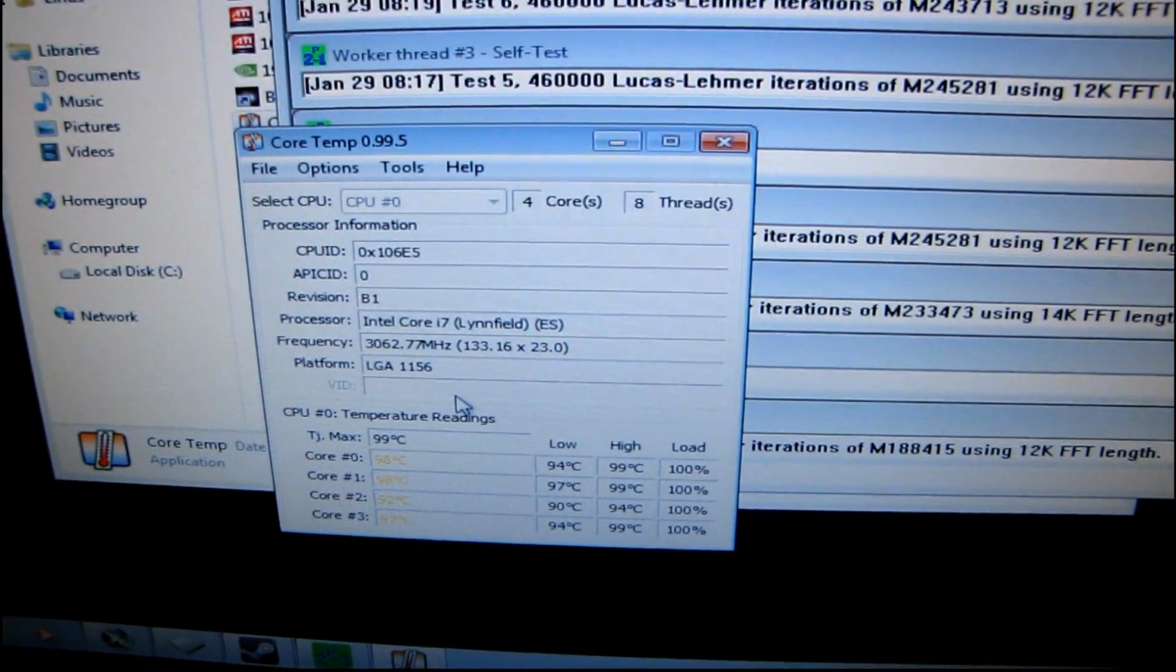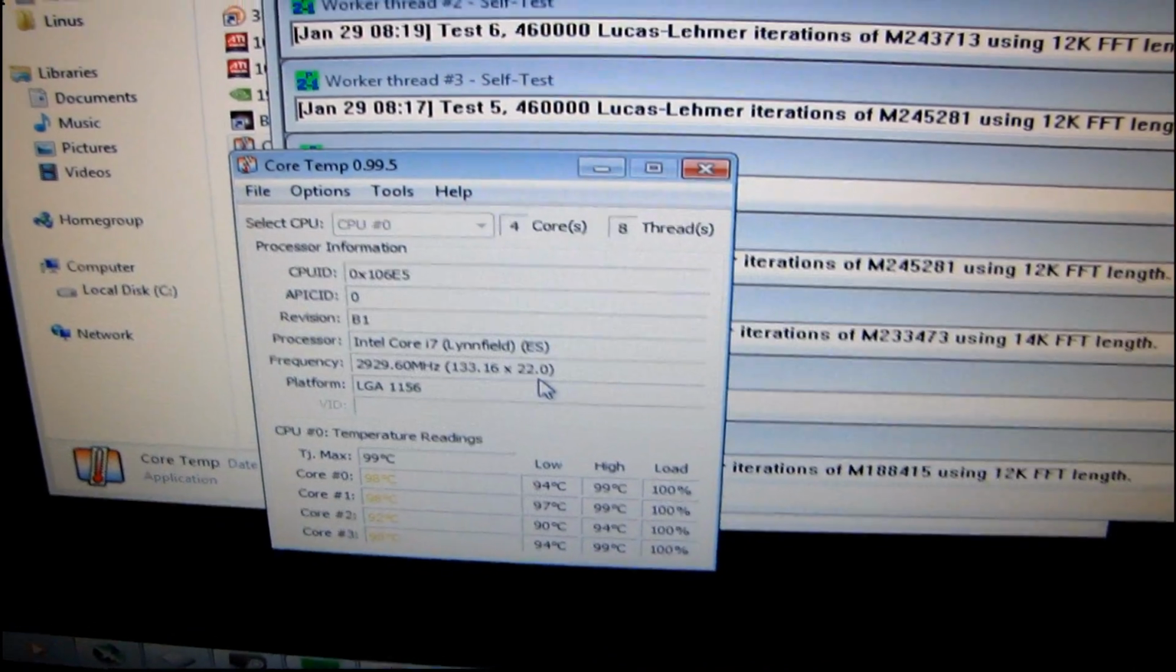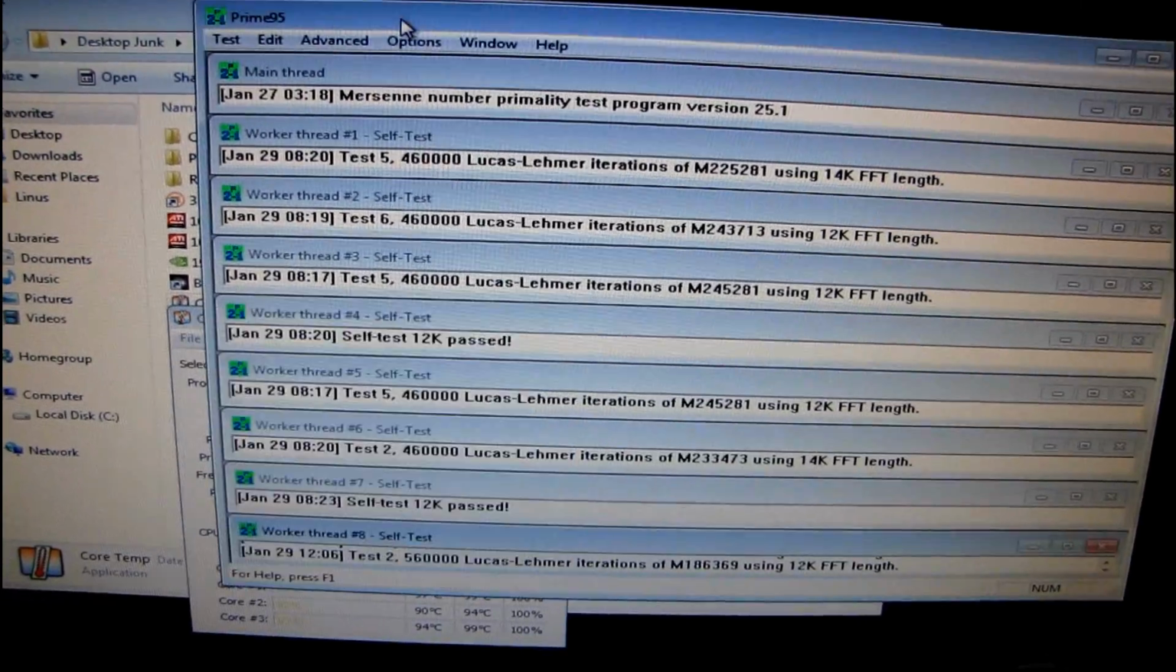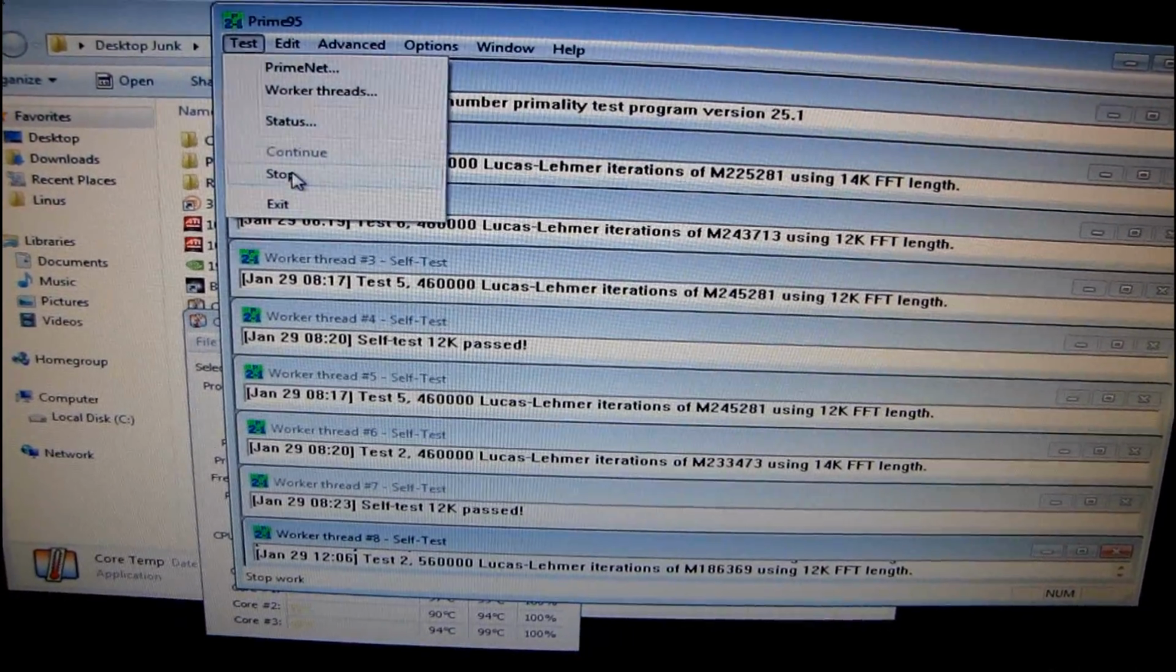It might just be that I have bad contact with my thermal compound, but actually, you know what, that might be it. Either way, okay, so I'm running 8 threads of Prime 95.